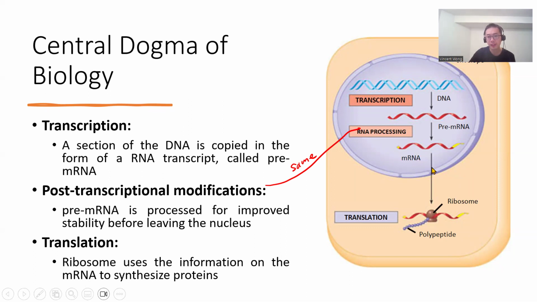That's going to leave the nucleus and go into the cytoplasm. Translation happens in the cytoplasm, whereas transcription and RNA processing happen in the nucleus. Translation is where the ribosome will use the information on the RNA to make the proteins. And I'll show you how that is done today.